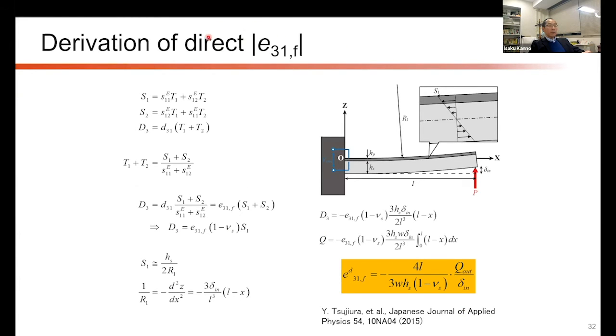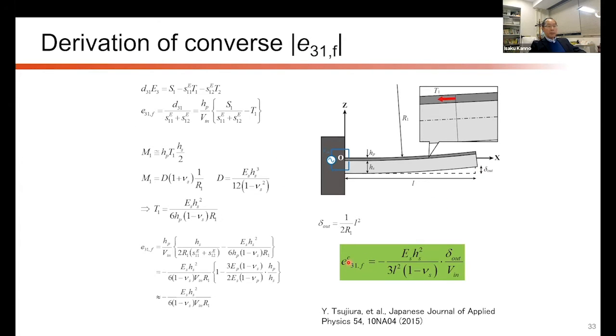The direct piezoelectric effect also can be calculated by applying an external force at the tip of the cantilever. The equation is very simple: output charge and input displacement. These relationships are used to derive the precise value of the piezoelectric coefficient e31,f. As I said, the converse piezoelectric effect also can be derived by this type of simple equation, from the relationship of the output tip displacement and the input voltage.